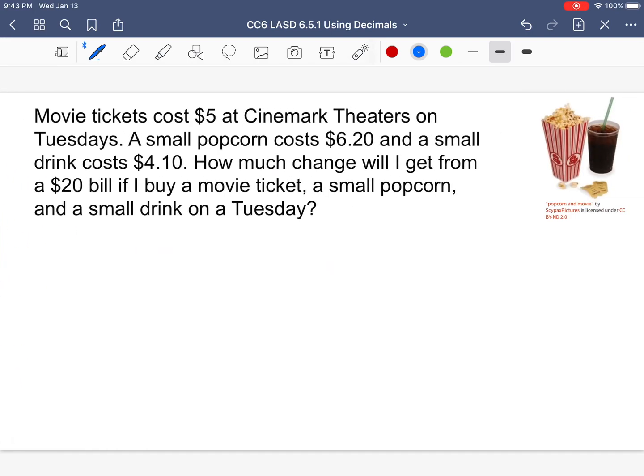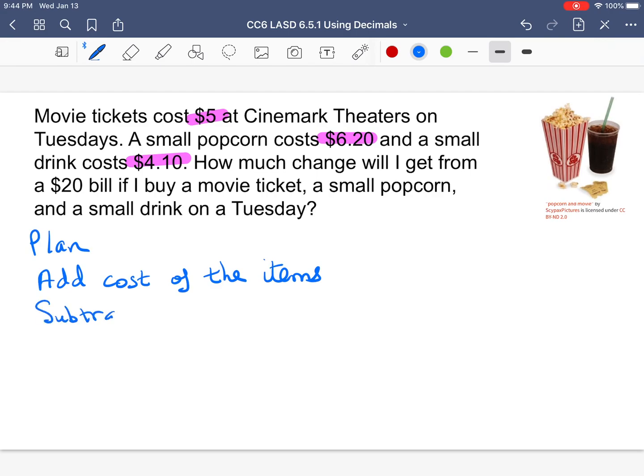Movie tickets cost $5 at Cinemark theatres on Tuesdays. A small popcorn costs $6.20 and a small drink costs $4.10. How much change will I get from a $20 bill if I buy a movie ticket, a small popcorn and a small drink on a Tuesday? Well, first I'll make a plan, and that is to add the cost of the three items and subtract the total from $20.